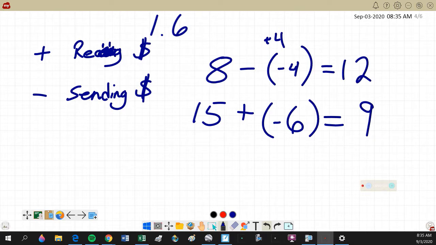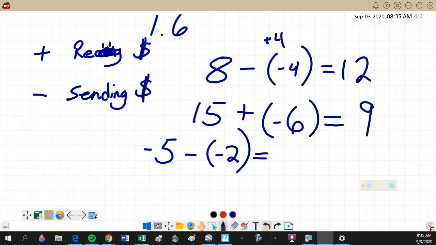Okay. So explain to me what this means. What does that mean? You're in the hole $5, and then you send a request for $2. You're not sending a payment, you're sending a request. So if you are $5 in the hole and you send a $2 request, what's the end result? -3 because you receive $2.